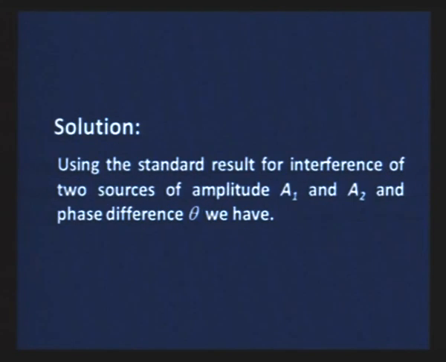So, let us look at the solution. Using the standard result of intensity which you have just seen, let us take two sources of amplitude A1 and A2 and phase difference of theta, then we can write the value of A1 and A2 and then we can calculate that intensity is given as I upon 9 multiplied by 1 plus 8 cos square pi x d upon lambda D. It is, Sir, a very simple mathematics which we explained here.